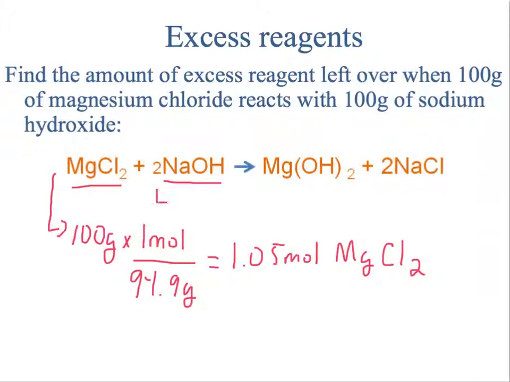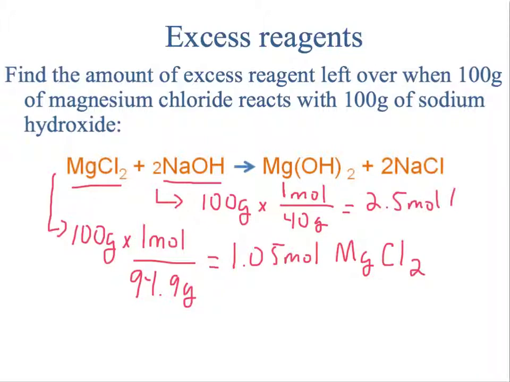Okay, I'm going to do the same thing with the other reagent, sodium hydroxide. I'm just going to squeeze it in here and say 100 grams times 1 mole is, let me see, sodium hydroxide is 23 plus 16 plus 1, which is 40 grams, which equals 2.5 moles of NaOH. All right, so we know how many moles we're starting out with for each of them, and then we're going to figure out which of those is the limiting reagent.